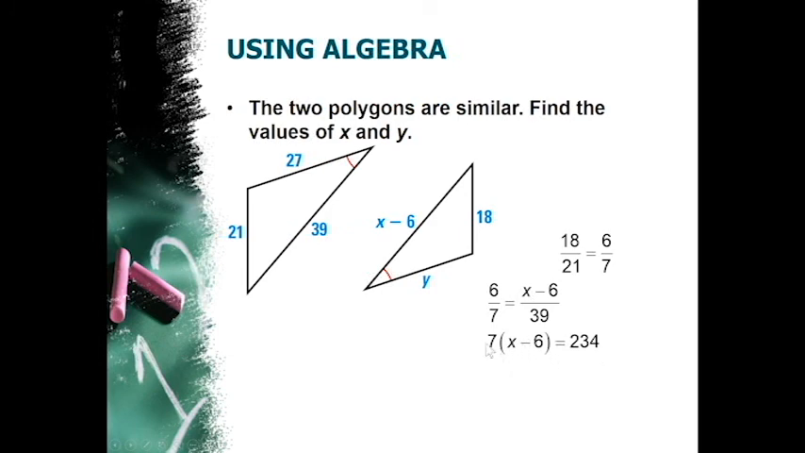Do a little cross multiplying. Make sure you show your distributive property here. Go ahead and distribute. Add 42 to both sides. Divide by 7. You have your answer of 39.